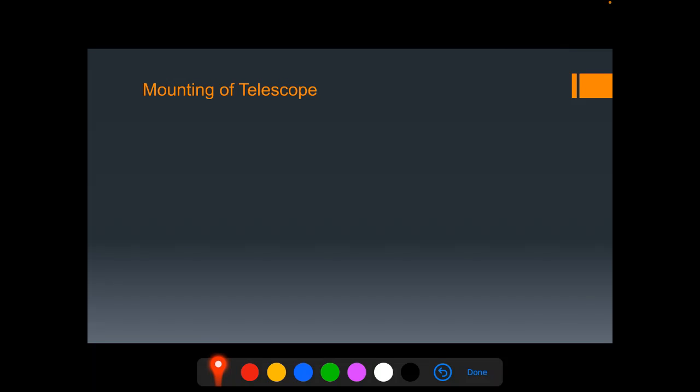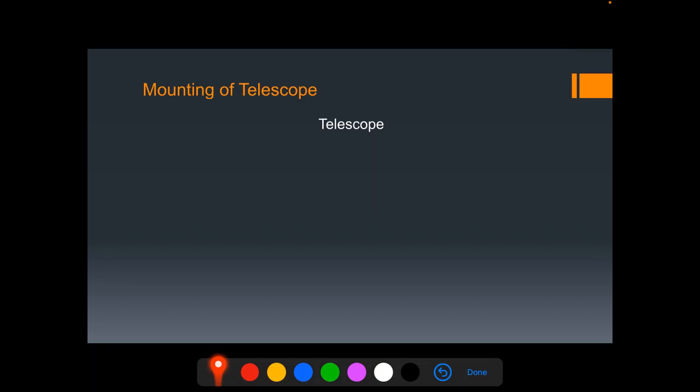Now the second thing that we are going to study today is mounting of the telescope. Okay, now what is mounting of the telescope? To observe the celestial objects in the right direction, we have to mount the telescopes in the right way, so that whatever desired object you want to observe in the sky, you can point your telescope towards it correctly. So that is why mounting of the telescope is again a very important thing that we have to study.